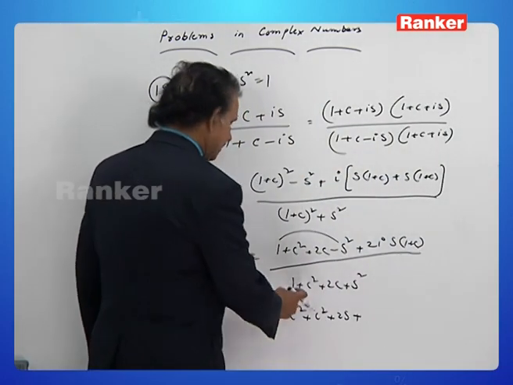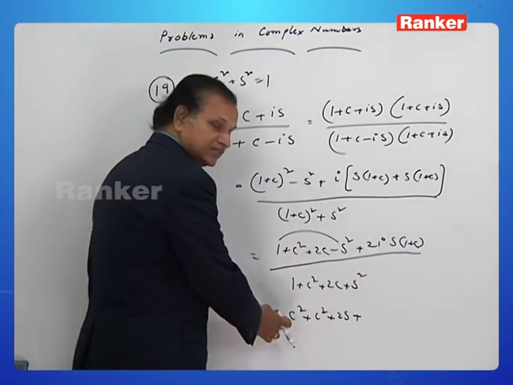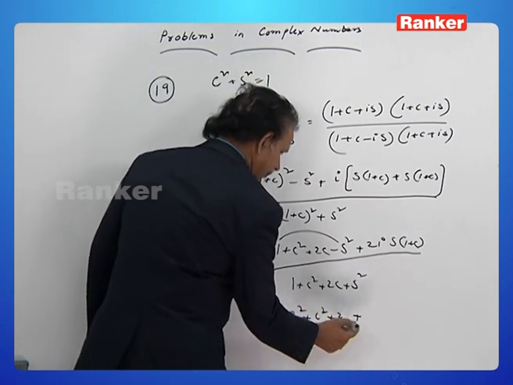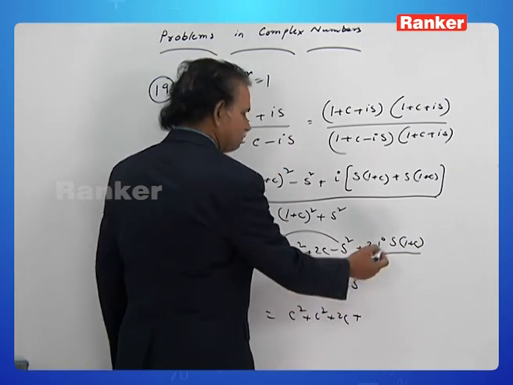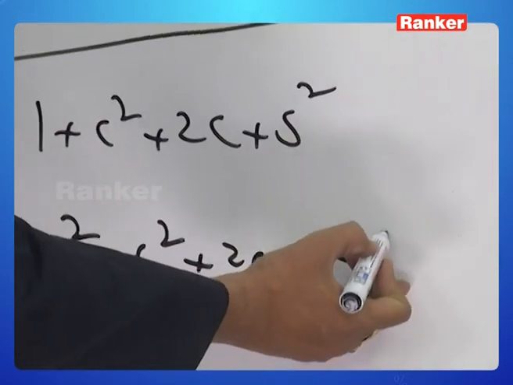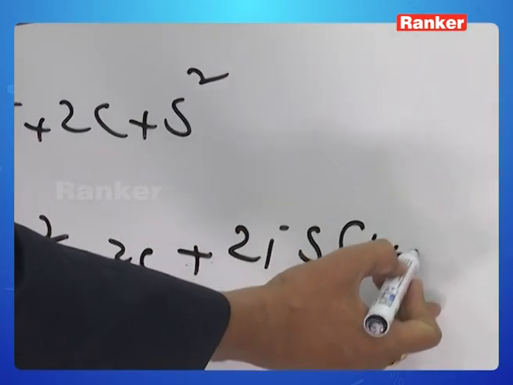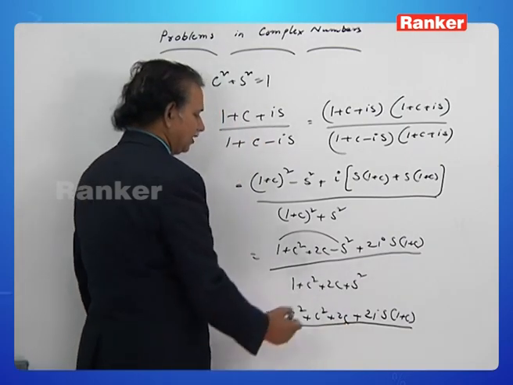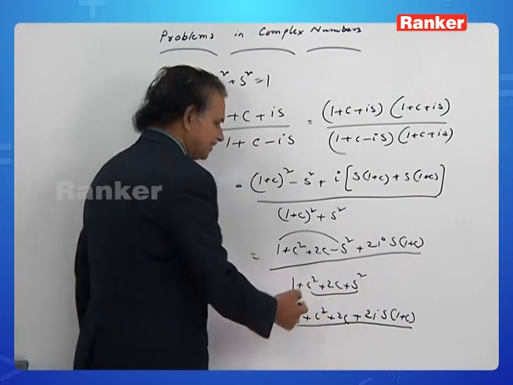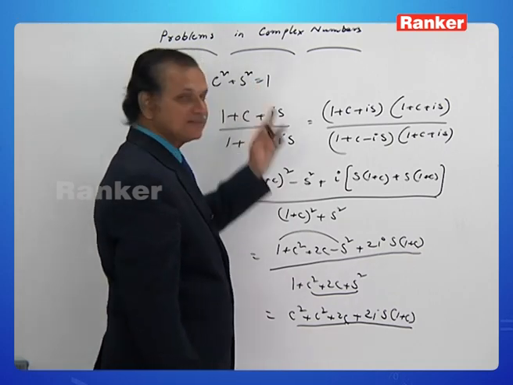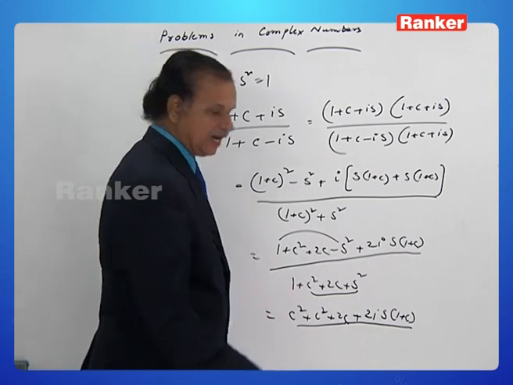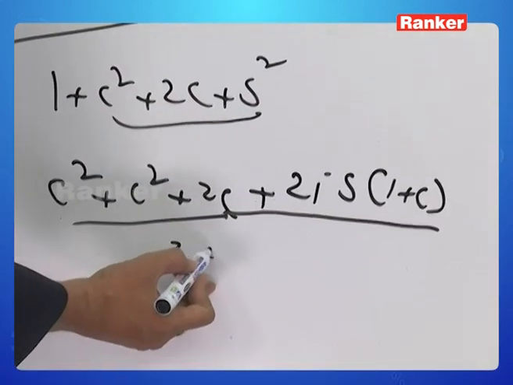Well, 1 minus s square is c square plus c square plus 2c, not 2s, 2c. Here, 2s into 1 plus c in the denominator. By what? c square plus s square is 1. This is 1, this is 1. Total 2. 2 plus 2c.